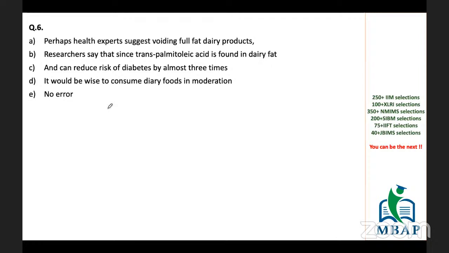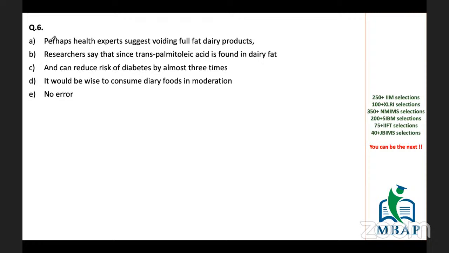Perhaps health experts suggest avoiding full-fat dairy products. Researchers say that since trans-palmitoleic acid is found in dairy fat and can reduce the risk of diabetes by almost 3 times, it would be wise to consume dairy foods in moderation. Okay, E option, no error.